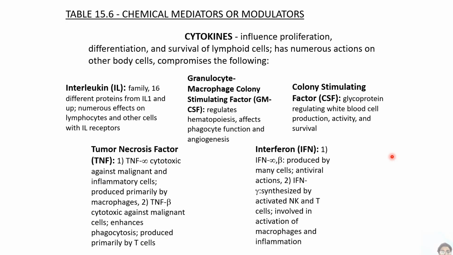Then we have tumor necrosis factor TNF alpha, cytotoxic against malignant and inflammatory cells, produced primarily by macrophages. TNF-beta, cytotoxic against malignant cells, enhances phagocytosis, produced primarily by T cells. If we talk about interferons, interferon beta is produced by many cells, with antiviral actions. Interferon gamma is synthesized by activated NK and T cells, involved in the activation of macrophages and inflammation.